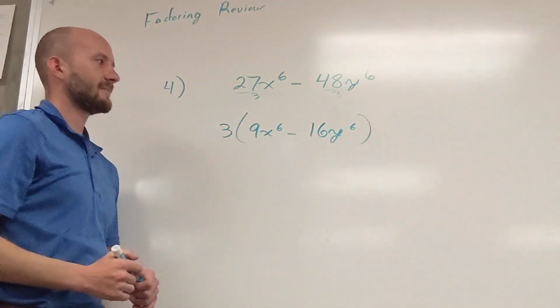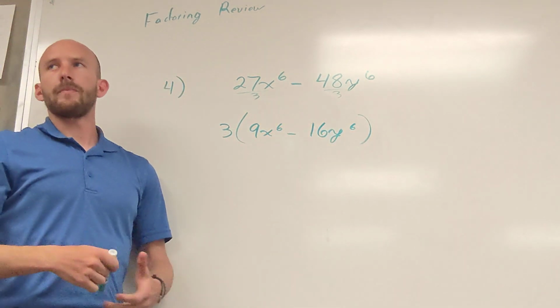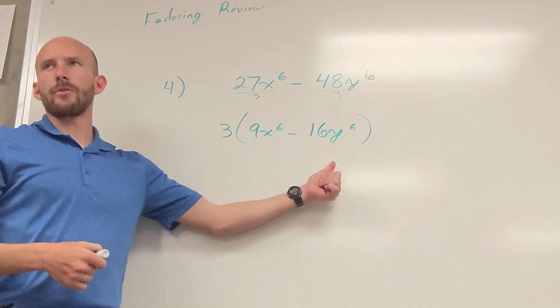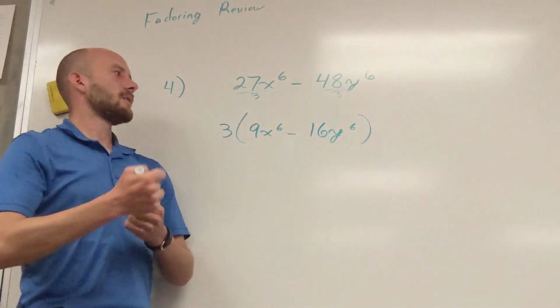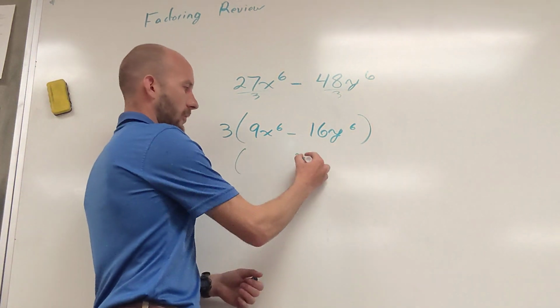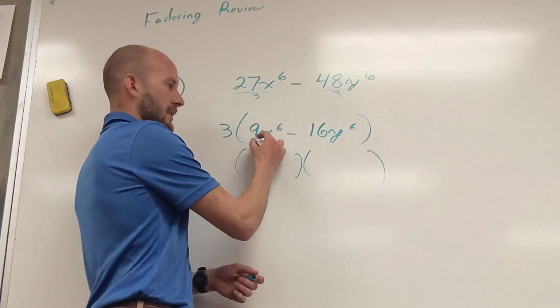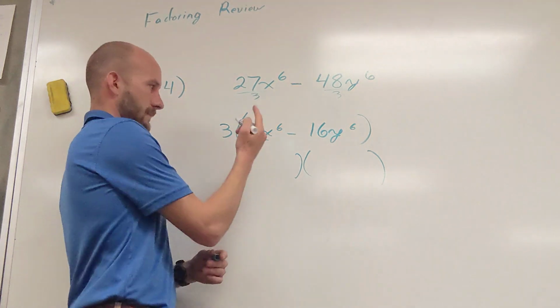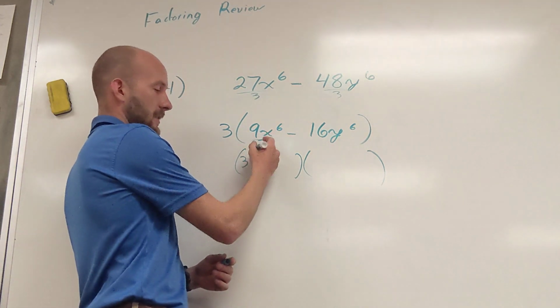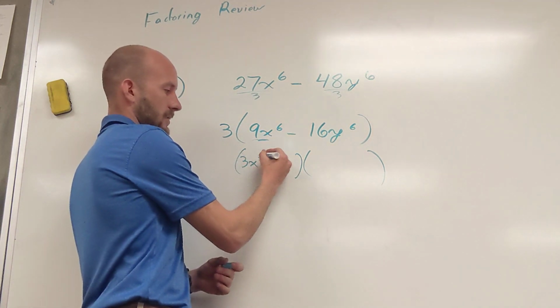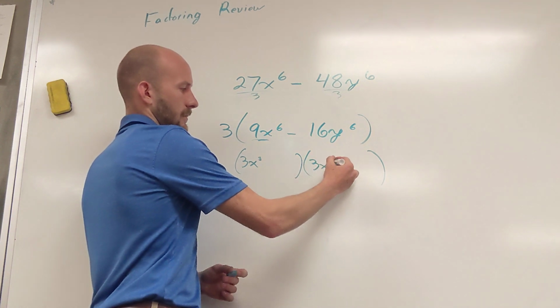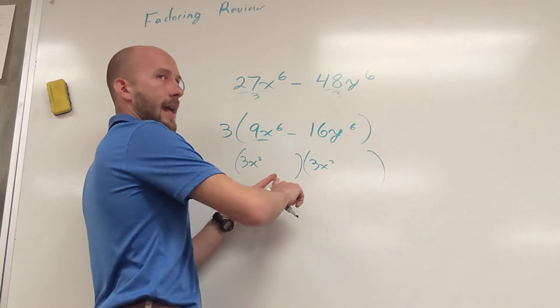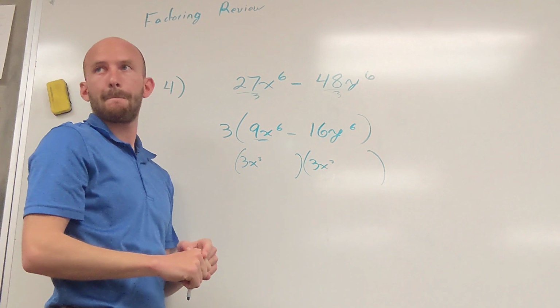Now, is this a difference of squares? Yes, it is. So I need to factor it farther. And it's easy because I just look for what times itself is that? 3, and then to get x to the 6, it has to be x to the 3rd. Because remember, when I multiply, I add the exponents.